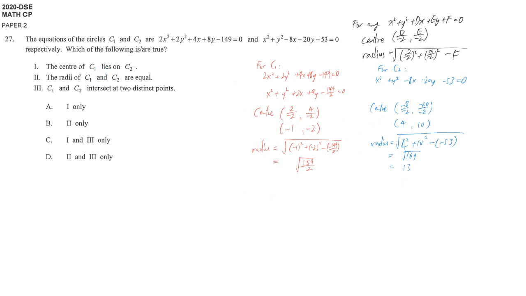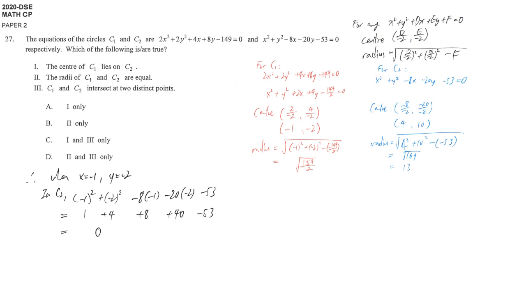So the first statement, the center of C1, negative 1, negative 2, lies on C2. Basically, they are asking when x equals negative 1, y equals negative 2, is that fulfilling this requirement? If yes, if the outcome is equal to 0, then we say that it lies on. If no, then we just say that it's not on C2. So we are going to consider when x equals negative 1, y equals negative 2 in C2. Negative 1 bracket squared plus negative 2 bracket squared minus 8 times negative 1 minus 20 times negative 2 minus 53. Don't write equal to 0 because we are not sure at this moment.